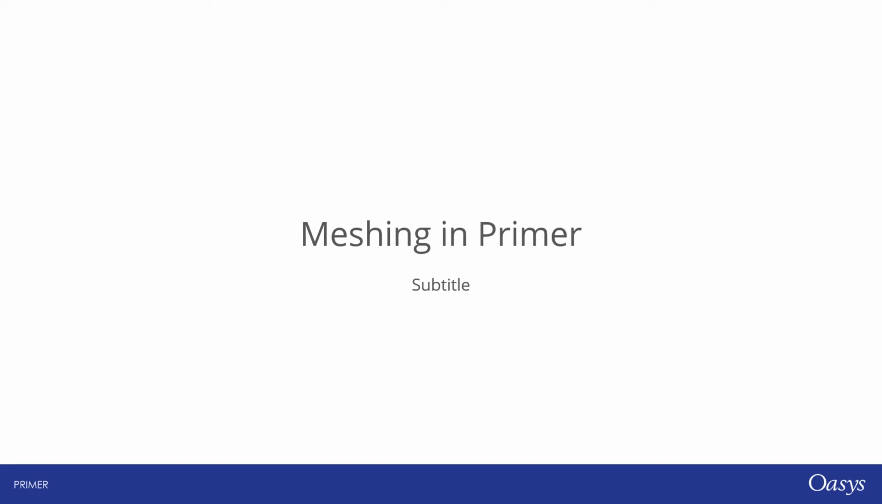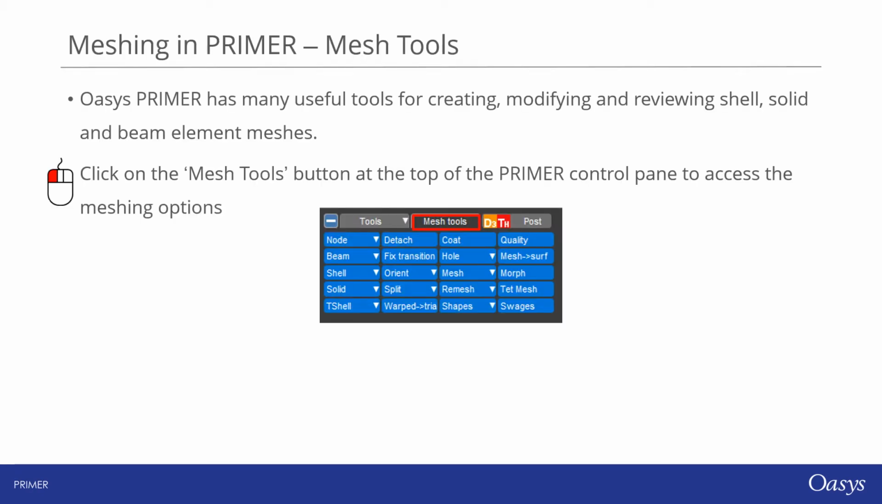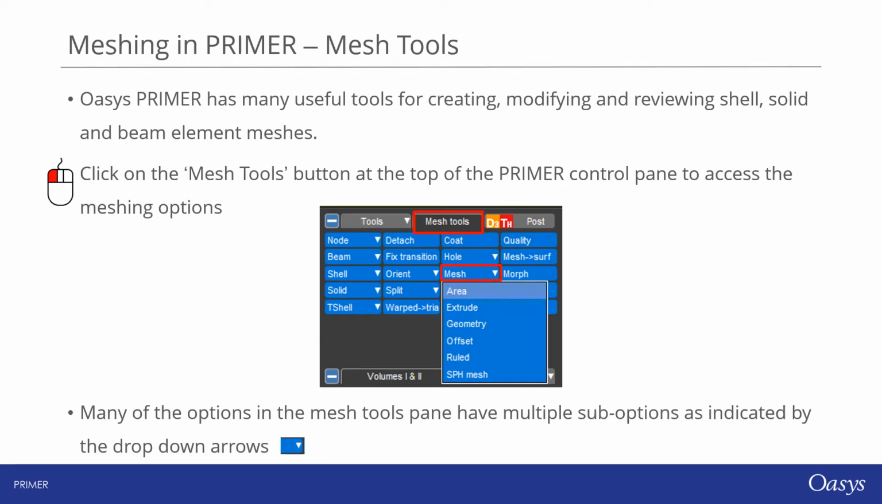So, meshing in Primer. Oasys Primer has many useful tools for creating, modifying, and reviewing shell, solid, and beam element meshes. In this webinar, we'll mainly focus on shell meshes. You can access the Mesh Tools options at the top of the control pane within Primer. Many of the options in the Mesh Tools pane have multiple sub-options, which you can see by clicking on them and are indicated by the drop-down arrows.